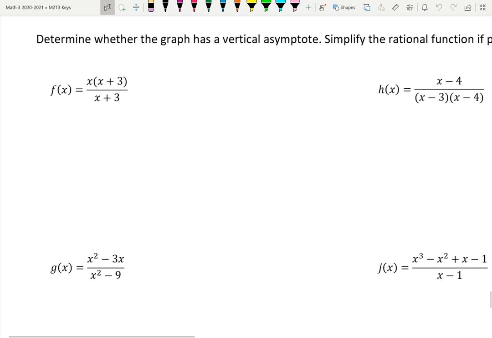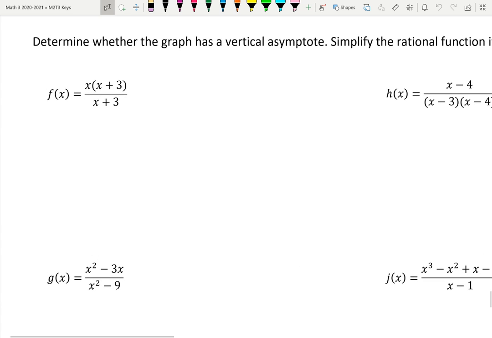So looking at this guy, the important part is to identify where the domain cannot be 0. So x plus 3, when is this denominator going to be 0? The question you ask yourself is, when does x plus 3 equal 0? And through quick solving, you can identify that x cannot be negative 3.